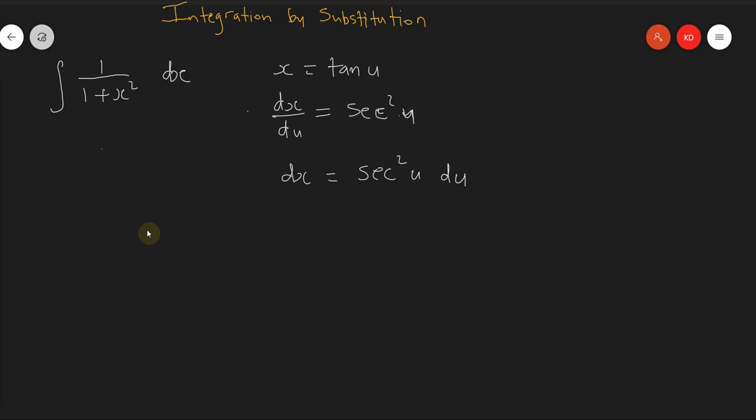And of course let's do this here. So we would have 1 upon, and remember that x is equal to tan u, so this would just be 1 plus tan squared u, and dx is sec squared u du, so therefore it'd be multiplying by a sec squared u du.